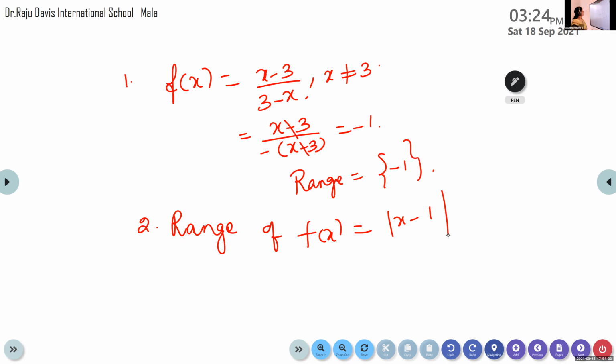What is the answer, Rijas? What is the range of this function, modulus of x minus 1? 0 to infinity. Yes, very good. It is from 0 to infinity. Modulus function takes only the positive values. So it will be from 0 to infinity. The next one.